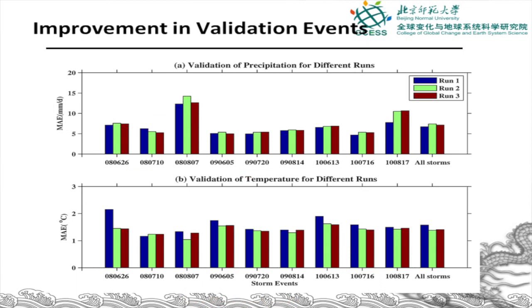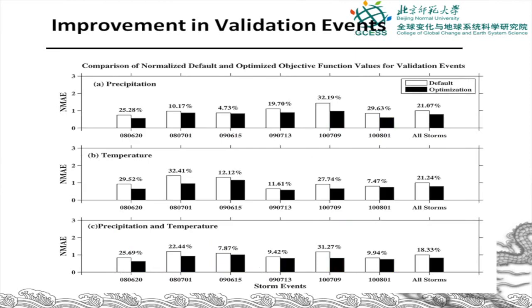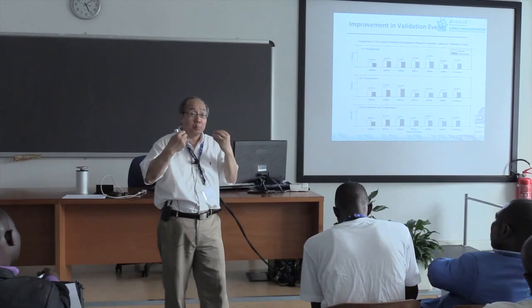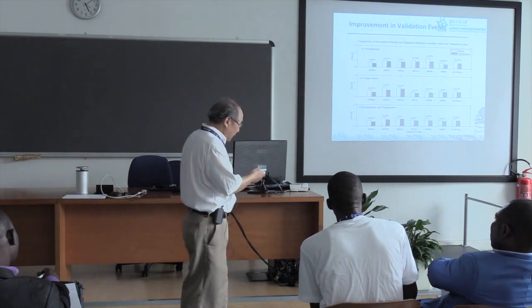Okay, let me just go directly to here. You can see the validation: you have improvement all around. Actually, validation is better than the calibration itself. When we use the optimized parameters on those validation data, it improves every time. And the overall improvement is about 18% to 21%. So that means if you use the optimized parameters instead of the default, you do get better predictions.